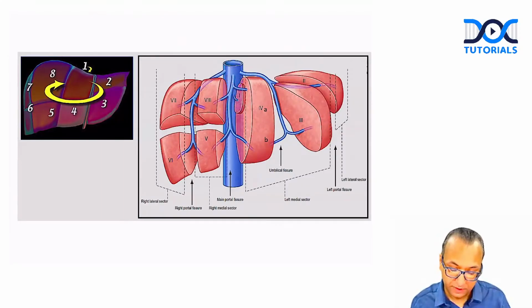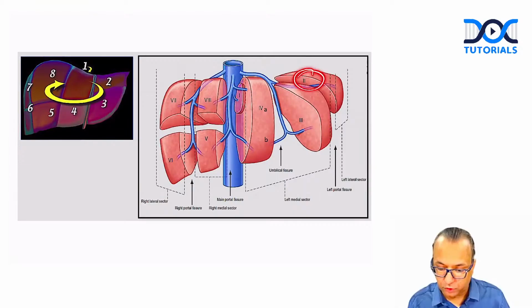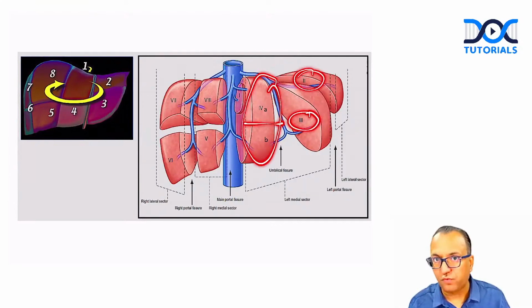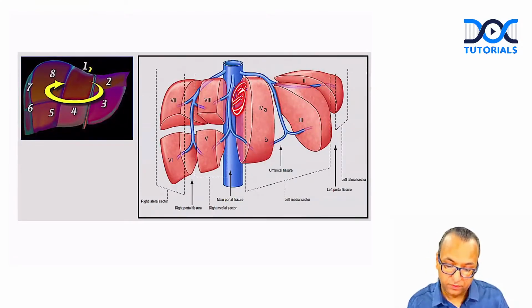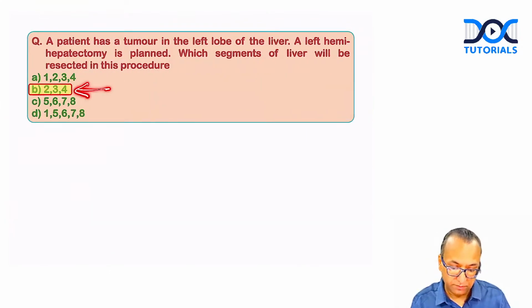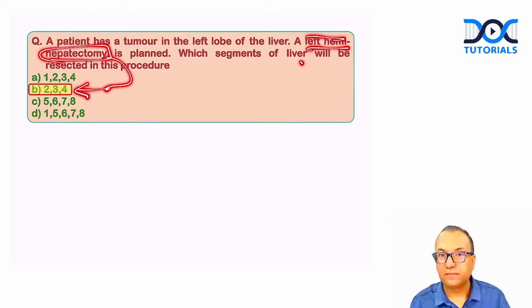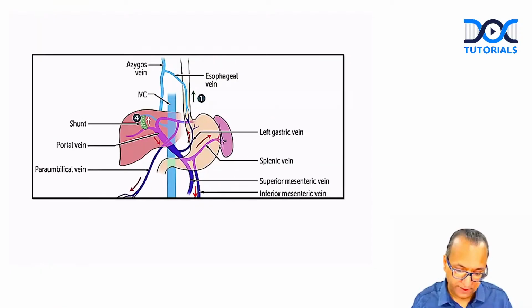Some important things. So what are you going to remove here? 2, 3, and 4A, 4B. All that you remove. Don't remove the caudate lobe. 2, 3, 4, because you're talking about a left hemihepatectomy. 2, 3, 4. Always try to keep the caudate lobe in the patient. If not possible, an extended left hepatectomy can be done. When you say extended left hepatectomy, then you may remove the caudate lobe. But here 2, 3, 4 is the answer.